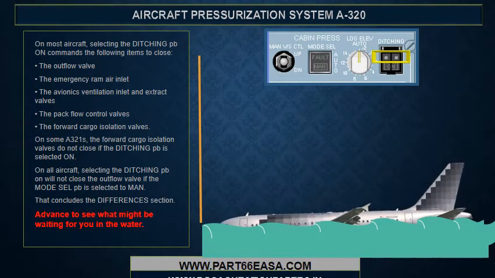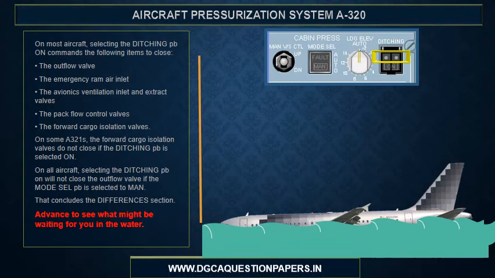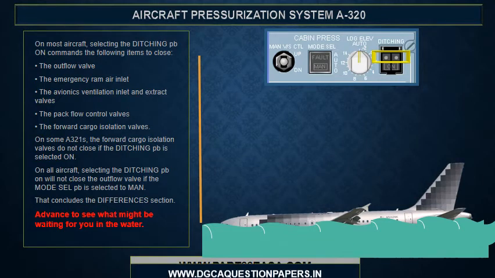On all aircraft, selecting the ditching push button on will not close the outflow valve if the Mode Select push button is selected to manual. That concludes the differences section. Advance to see what might be waiting for you in the water.